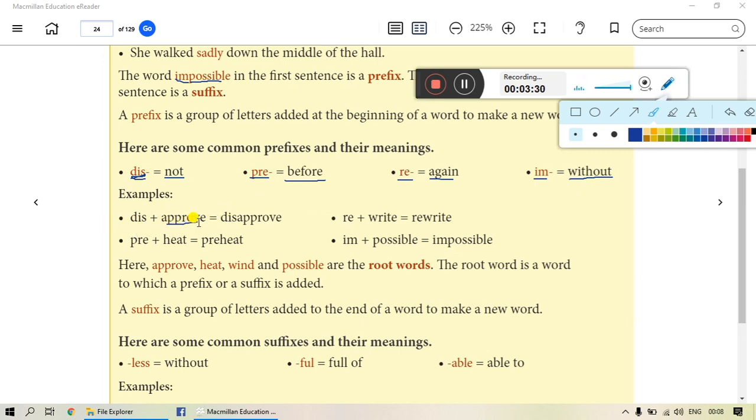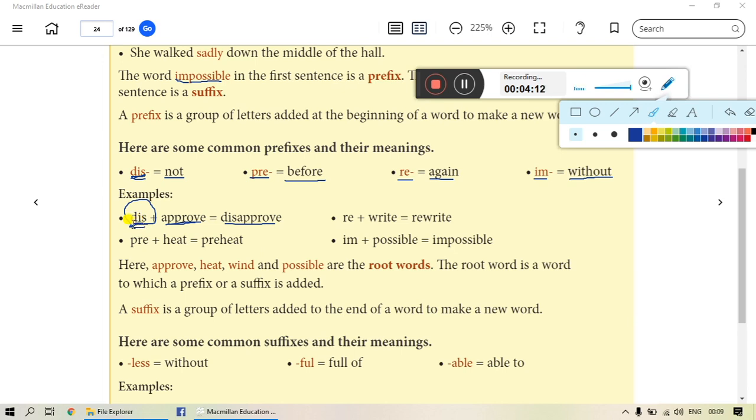The word approve. When you add dis in front of it as a prefix, it becomes disapprove. The meaning of approve is to grant permission or to give permit. And disapprove means when you don't give permission for something, when you don't agree, it means disapprove. So suddenly the meaning has changed. They have become opposite, just by adding these three letters in the beginning.